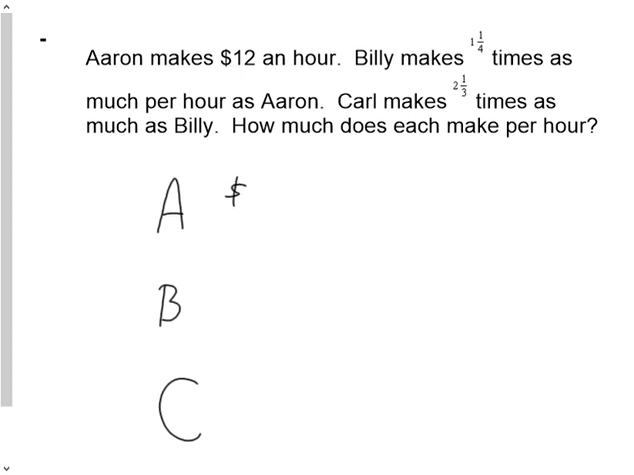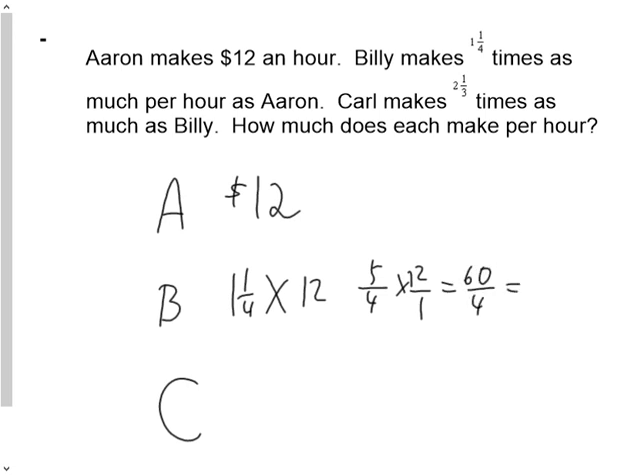So right off the bat, all he had to do was write down $12 for Aaron, and that's how much he makes. But Billy makes 1 1/4 times as much as Aaron, which is 1 1/4 times 12. The way we're going to solve this is we're going to change this to this fraction, and we're going to keep 12 as over 1. Multiply the numerators to get 60, multiply the denominators to get 4, and 60/4 in lowest terms is 15/1, or just 15. And therefore, Billy makes $15 an hour.